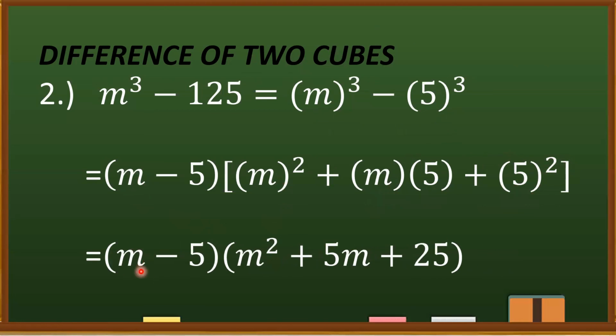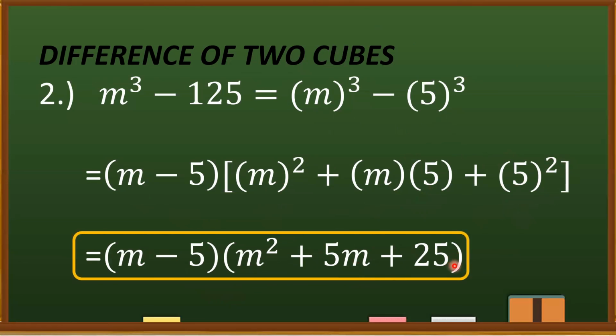And then just simplify the trinomial. Copy the binomial factor, m minus 5, and then m squared is m squared. M times 5 is 5m, then 5 squared is 25. So our factor for this given is quantity m minus 5 and quantity m squared plus 5m plus 25.